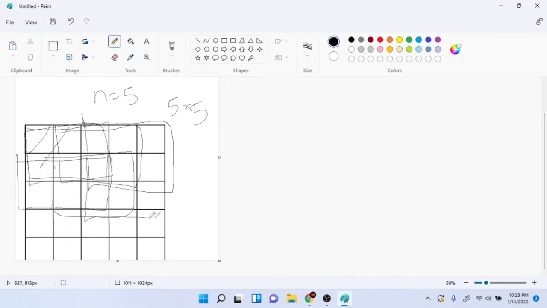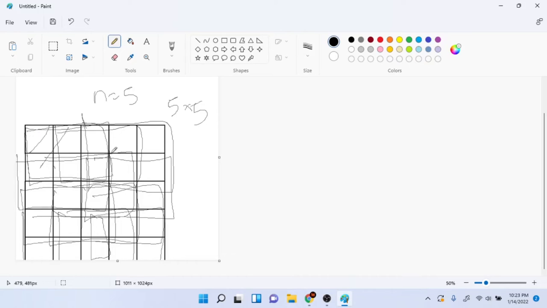Six, count another one here, right? And then seven, count one here. Eight, count one here. Nine, count one here. Ten, count one here, eleven, count one here, and then twelve, count one here, okay? So what we notice here is that we just count.